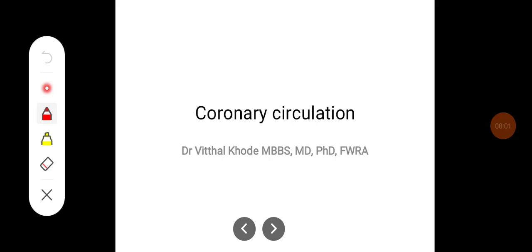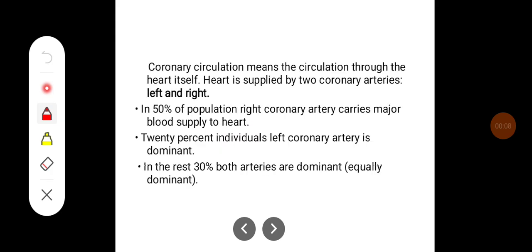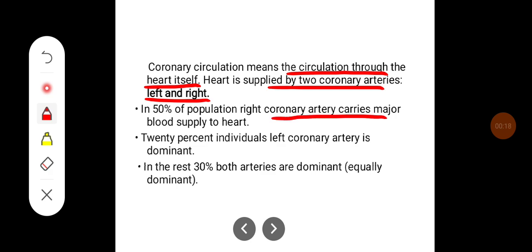Hello everyone. In this class, we'll learn about coronary circulation. Coronary circulation means circulation through the heart itself. The heart is supplied by two coronaries, that is left and right. In 50% of the population, the right coronary artery carries the major blood supply to the heart, whereas in 20% of individuals the left coronary artery is dominant. In the rest 30%, both arteries are equally dominant.